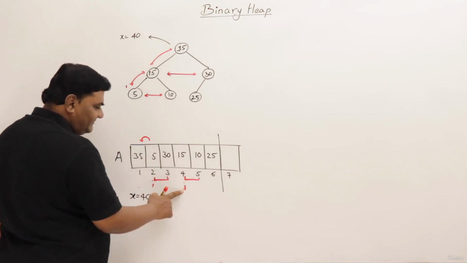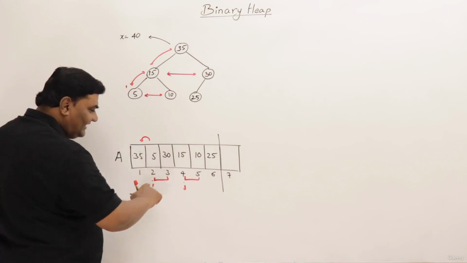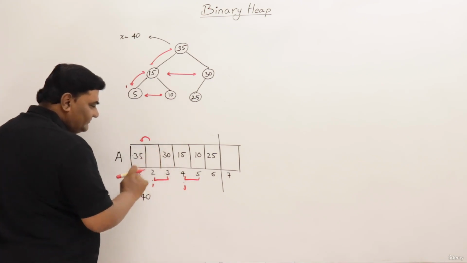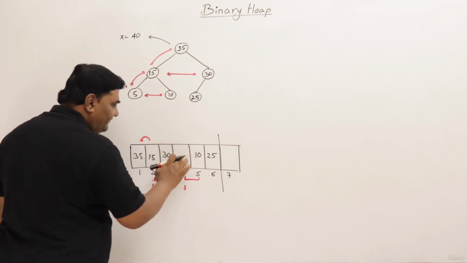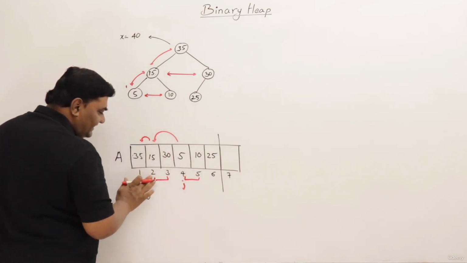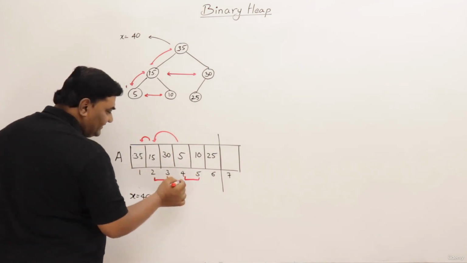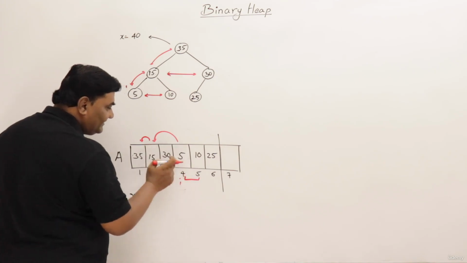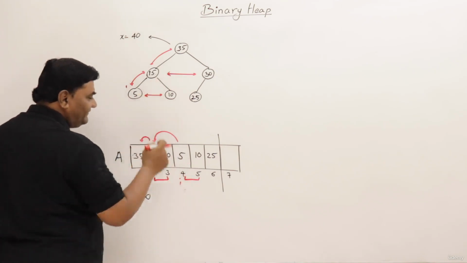So let J be at that same place. Interchange the value at I and J. So 15 comes here and 5 is copied here. So these are interchanged. Then take I to the place of J. This is the new location of the element that we are adjusting. We have adjusted 5, right?